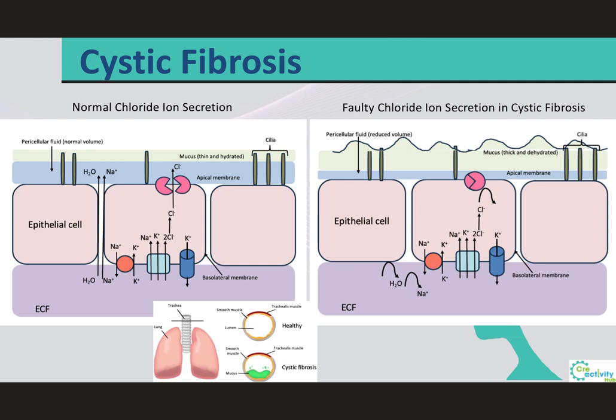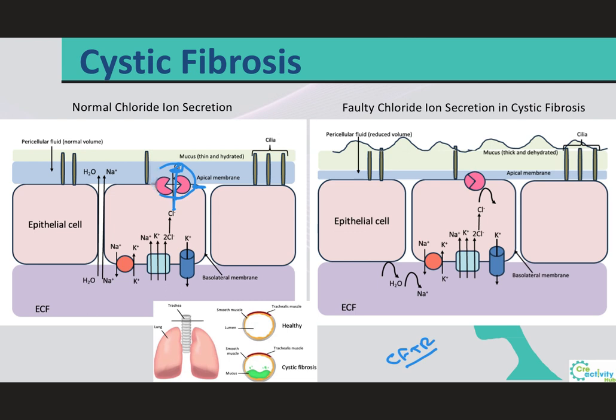The cause of cystic fibrosis is actually a genetic mutation that affects a chloride ion channel that's called the cystic fibrosis transmembrane conductance regulator, or CFTR for short, which will permit the movement of chloride ions across the plasma membrane of any epithelial cell.